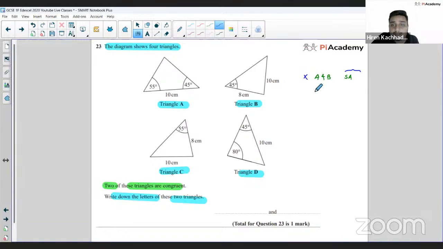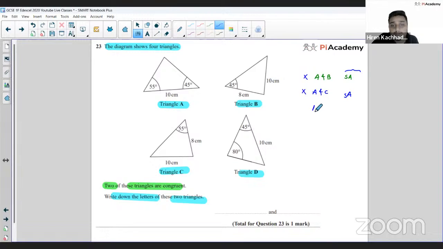Okay, let's compare triangles A and C. If you compare A and C, what is common between them? Here also the same thing. This is 10 centimeter, this is 10 centimeter. So one side they have the same, right? A and C. And then one more angle, they both have 55. So one angle is common, but still what are we looking for? Either angle, or side, angle, side, like that, right? So as per the rule of congruency, this is also not matching.